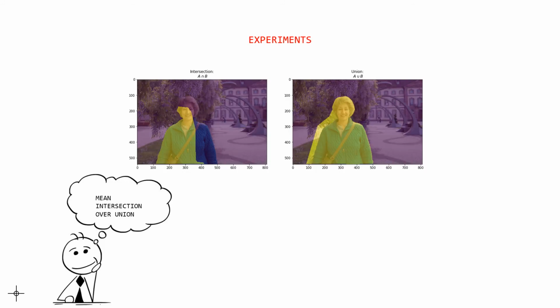FCN uses the mean intersection over union as the accuracy metric in the evaluation. Intersection over union tries to quantify how much the prediction overlaps with the ground truth. For the computation, the intersection of ground truth and prediction is divided by all pixels predicted as positive. Mean intersection over union is the average of intersection over union for all classes.